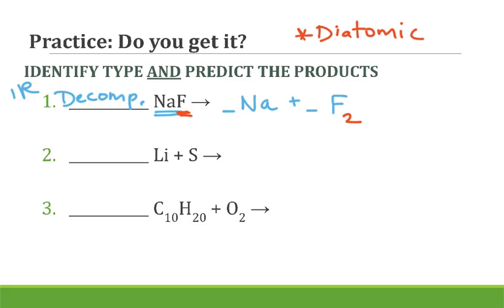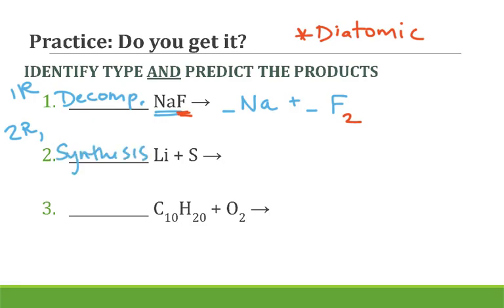All right, next one, lithium and sulfur. So I have two reactants, but they are lone elements. They're not compounds. So the only thing I can do to change this is to put those together, which is called synthesis.